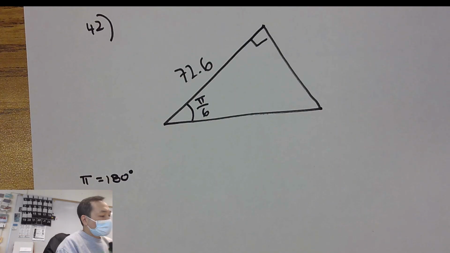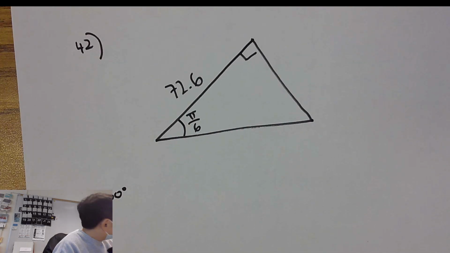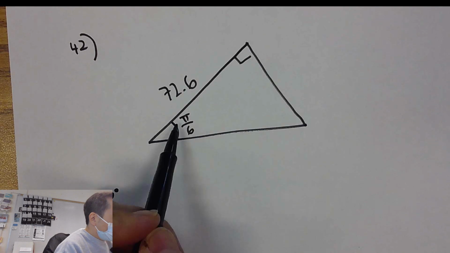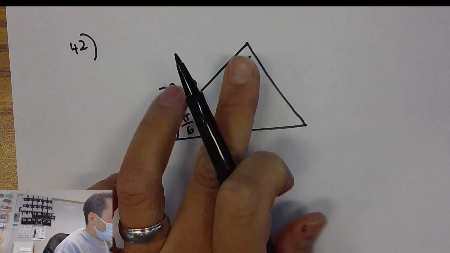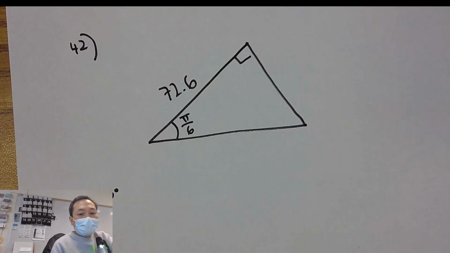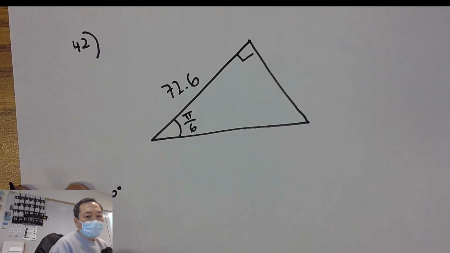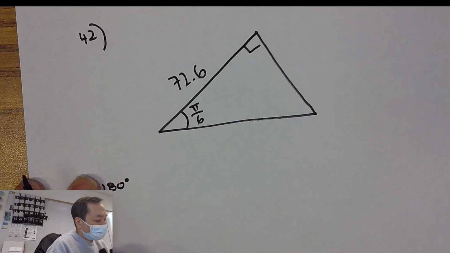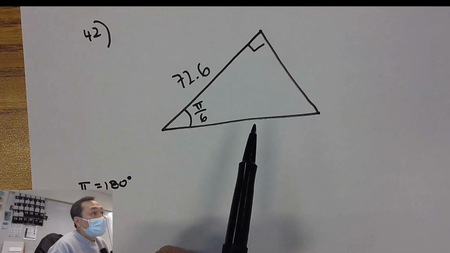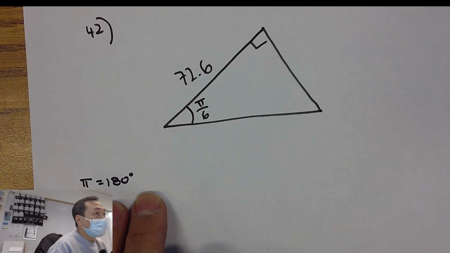All right. So this is number 42 on your last homework. We have this as pi over 6 and this side as 72.6. So what we want to do is, again, when I see a pi over 6, my mind just goes, I want to convert that into degrees because right now we're more comfortable with degrees.